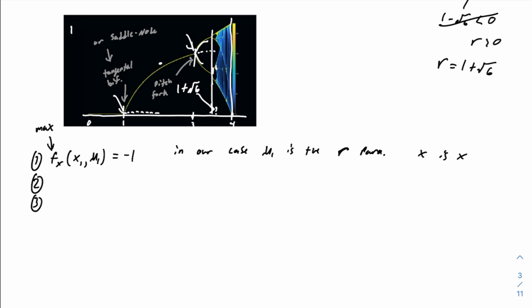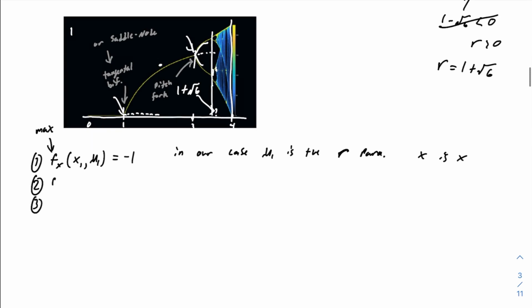And then it actually has 2 more conditions that it must satisfy. So f partial x partial mu plus 1/2 f of mu f partial x must not equal 0. And then we also must have 1/6 f triple prime of x plus 1/2 f double prime of x squared also must not equal 0.